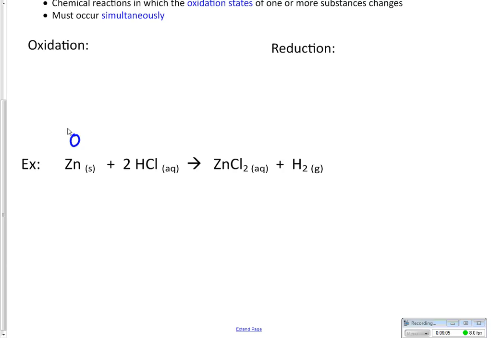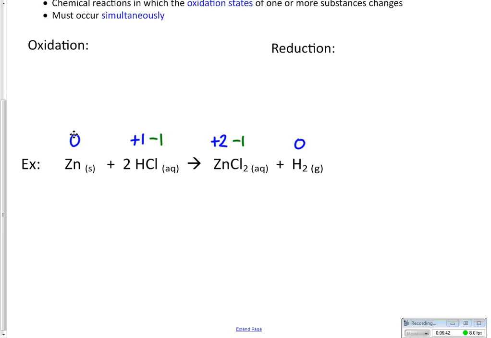Now we look at each of these compounds. Hydrogen's in a compound, and since it's written first and it lives in group 1, we would assign hydrogen an oxidation state of +1. And we would assign chlorine an oxidation state of -1. We look at the next set, the products. In this compound, zinc is a +2 charge, and chlorine still has its -1 charge. And then we look at hydrogen, and because it's hydrogen gas, a diatomic molecule, this is its elemental state, it is assigned an oxidation state of 0.